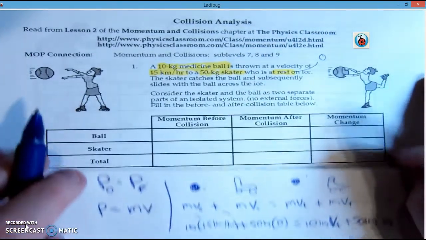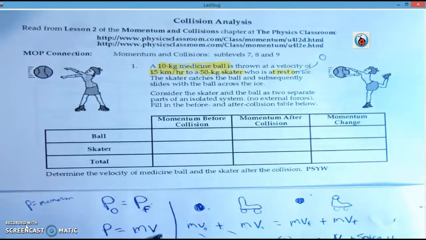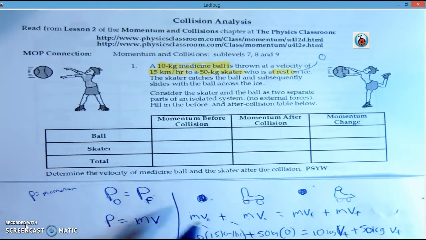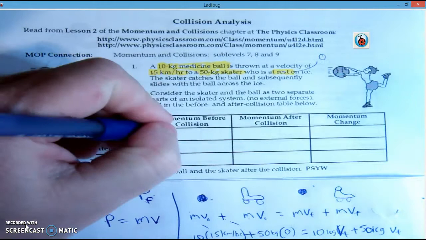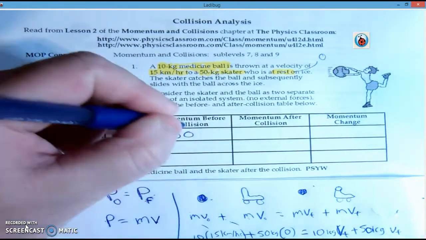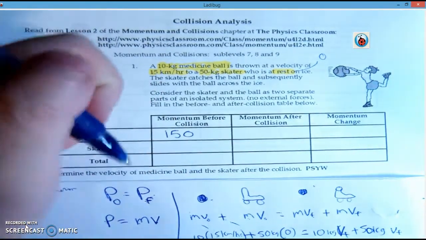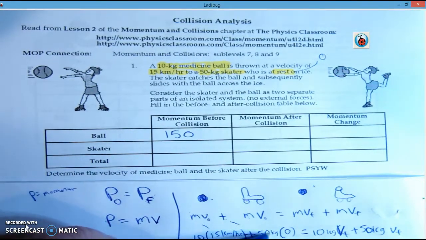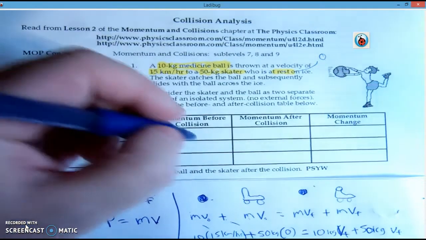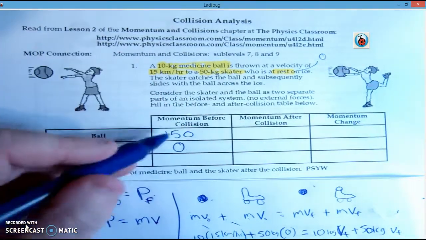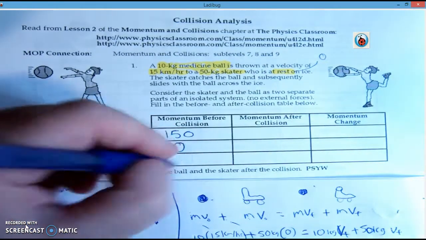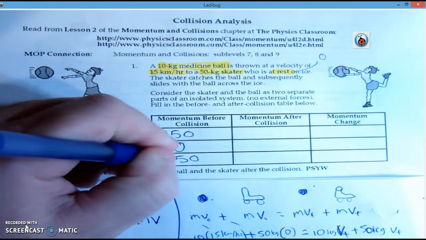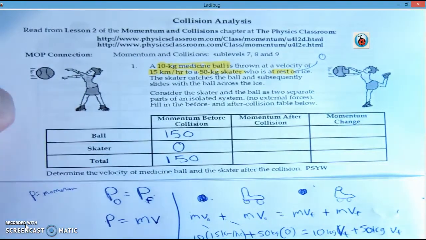So let's go back to this. Remember, mass times velocity is what? Momentum, right? Which means the momentum of the medicine ball in the beginning was 150. The momentum of the skater in the beginning is 50 times 0, which is 0. Bam. So the total momentum, we just combine these. That's pretty easy, right? So this one is going to be 150. That's how we got this first column. This column was easy, right?